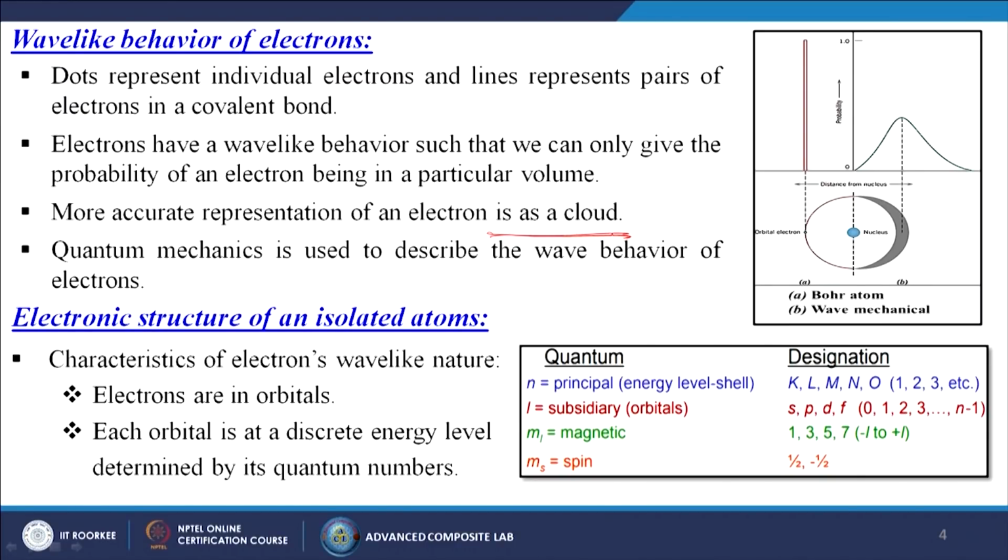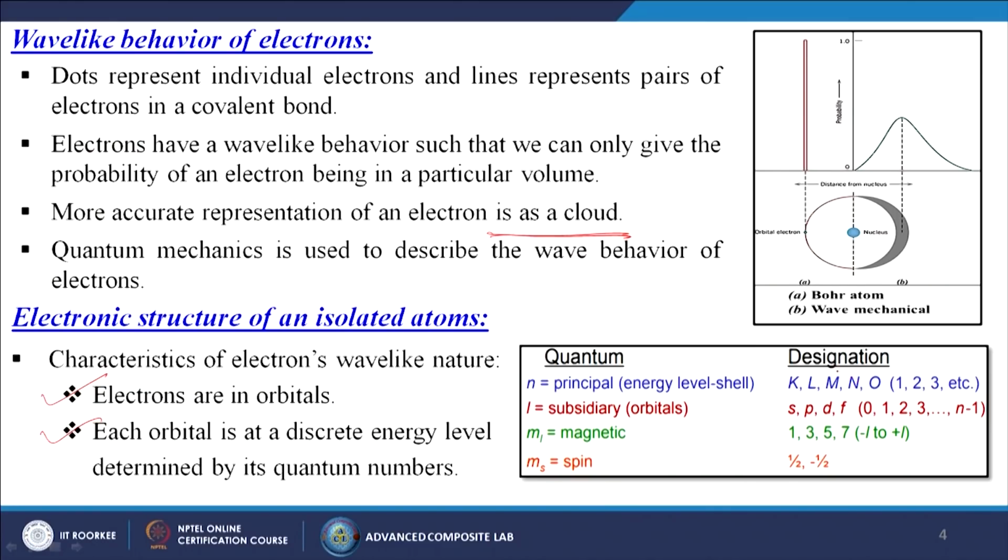Quantum mechanics is used to describe the wave behavior of the electron. Generally, the electronic structure of an isolated atom is characterized by the electrons' wave-like nature. Electrons are in orbitals, and each orbital is at a discrete energy level determined by its quantum number. So, generally electrons are present and then there is a gap. The electrons are present in an orbital, like our galaxy.